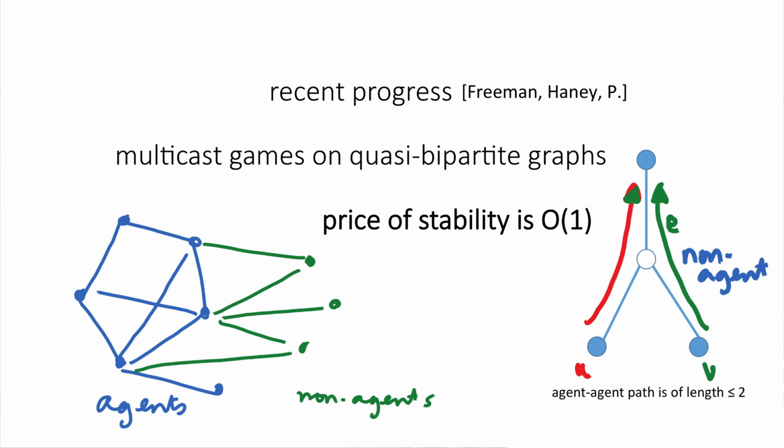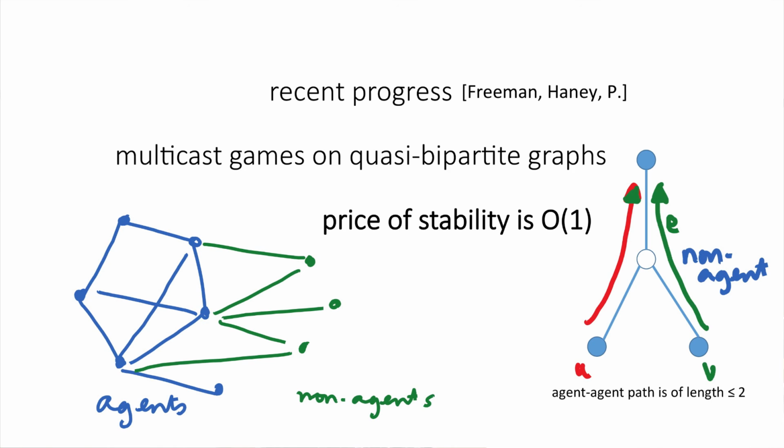a quasi-bipartite graph. In a broadcast game, you only allow edges between agents, so the blue edges in that picture. In these multicast games, you also allow edges between the blue vertices, the agents, and the non-agents. The kind of edges you assume you do not have in your graph are between non-agents. So that is why it is still a special case, it is not the full general problem.